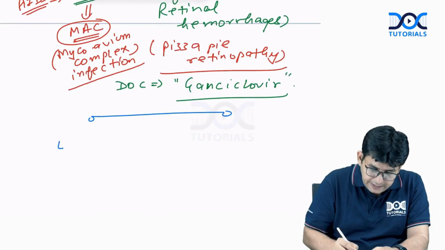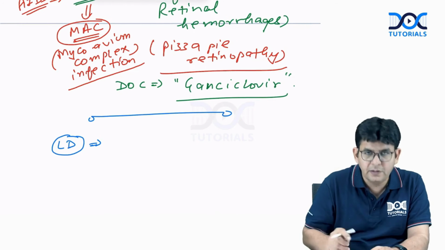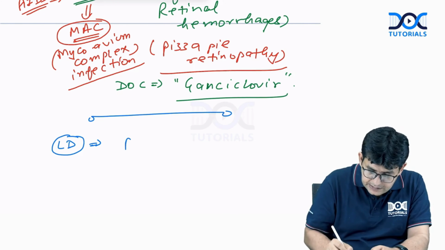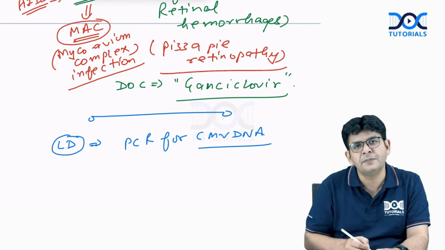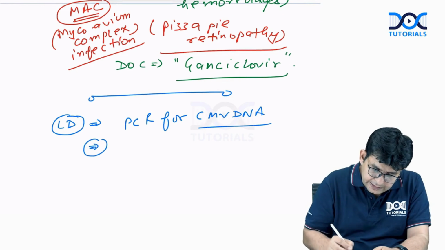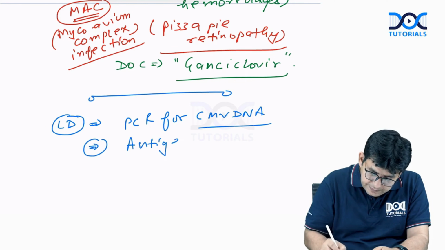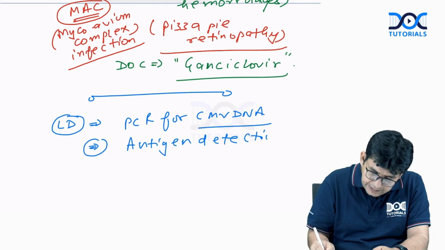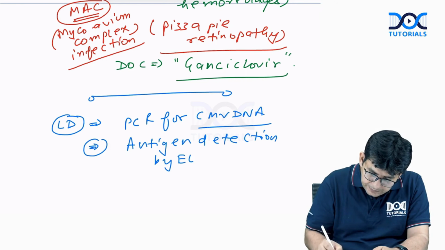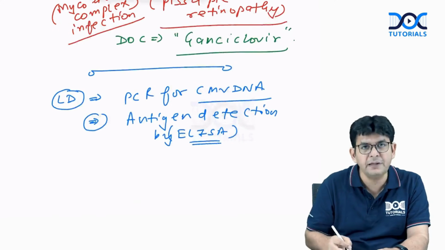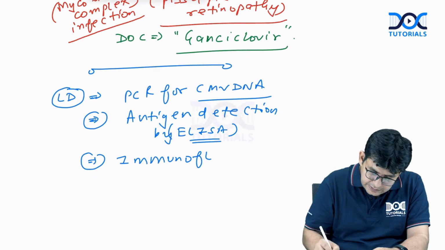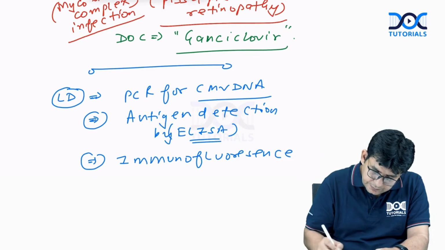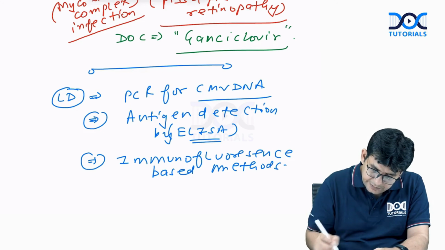Now, as far as the lab diagnosis is concerned, you go for what? You go for PCR for cytomegalovirus DNA, CMV DNA. Other than that, we already have seen antigen detection by ELISA, that is pp65. That can be done. Certain immunofluorescence based methods we can go for, immunofluorescence based methods to diagnose CMV.